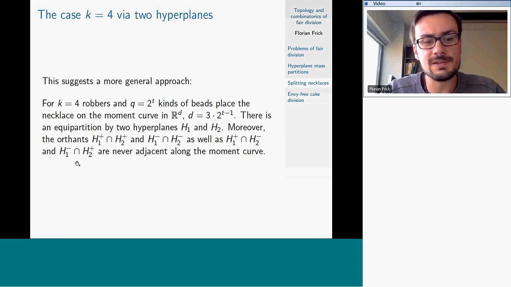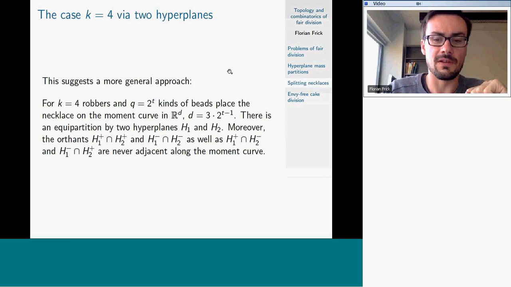So assign the four orthants to the four thieves, and this proves the result for 2 to the t kinds of beads, such that 1 and 3 as well as 2 and 4 are never adjacent to one another. Just if you cut beads in half, but this can be done.